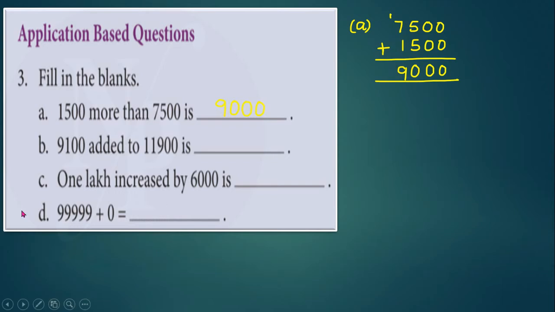Coming to B, 9100 added to 11900 is. So we have to add these two numbers to find the required solution. B. So first let me write 11900 plus 9100.